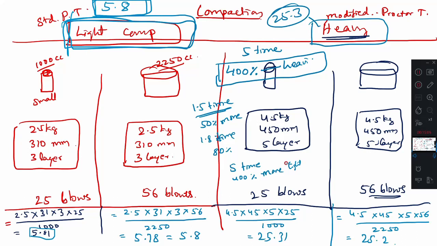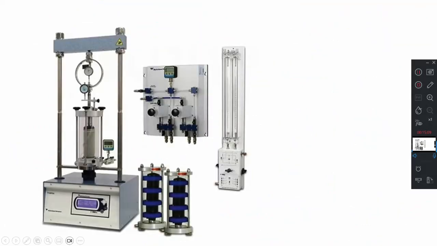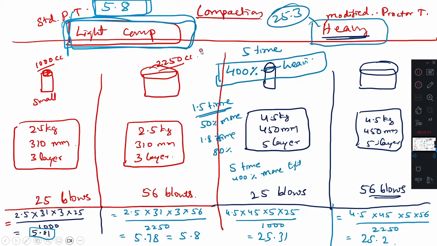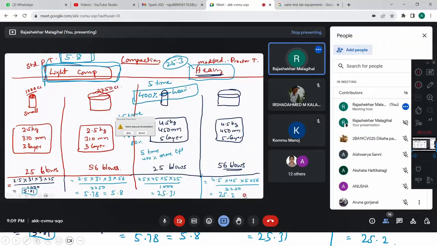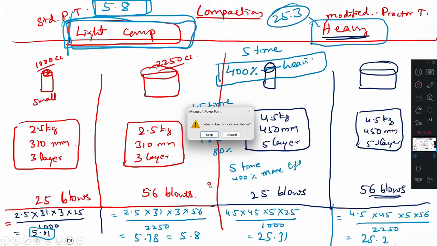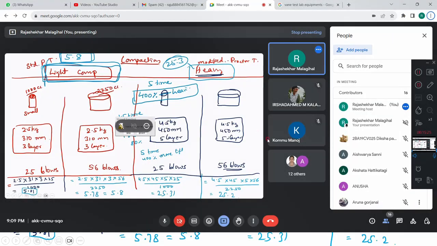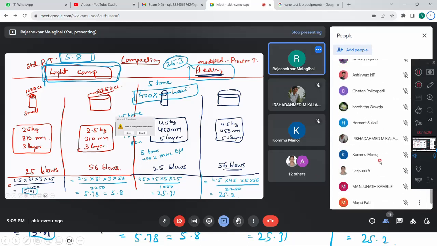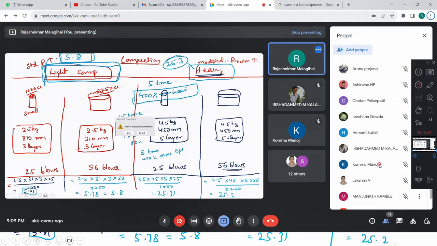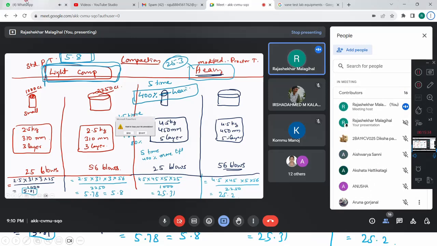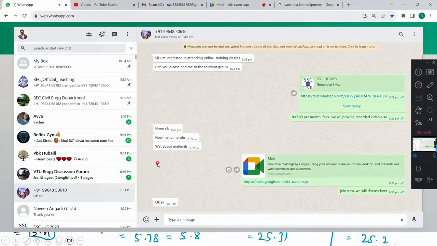This is the compaction chapter. But after this also we have to study some graphs. I will come back to the original rough notebook. Any doubt here? Because I am going to stop this presentation and start the new one. Do you have any doubt here? Okay. We'll go ahead.